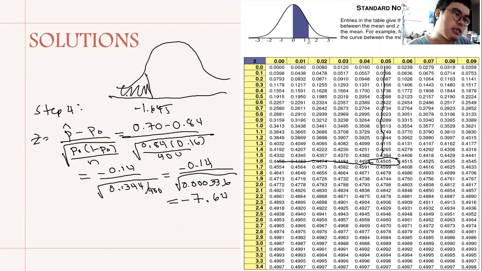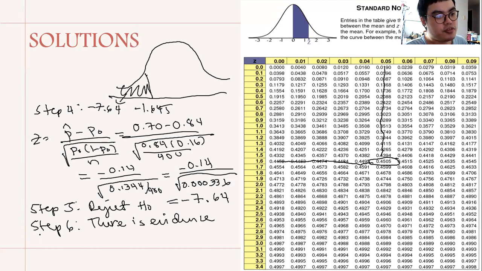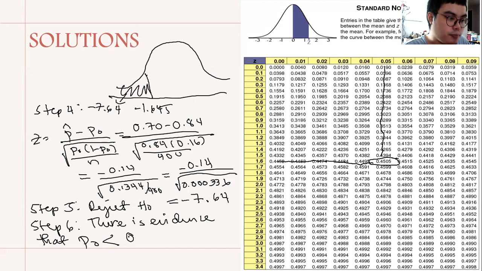7.64. Since this is less than the critical value, we reject the null hypothesis since the Z statistic is in the rejection region. For step 6, we can tell that there is evidence that p sub 0 is less than 0.84.